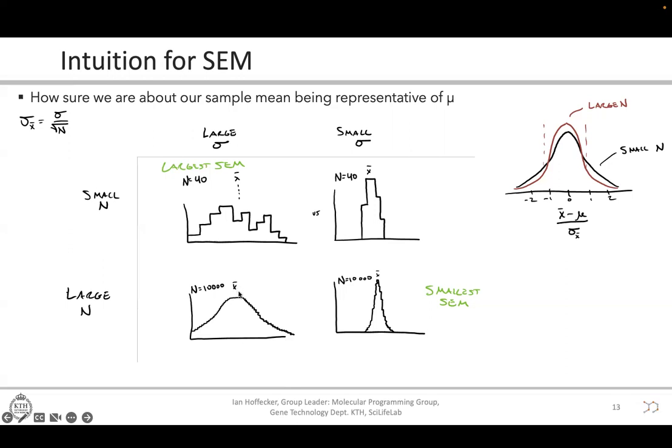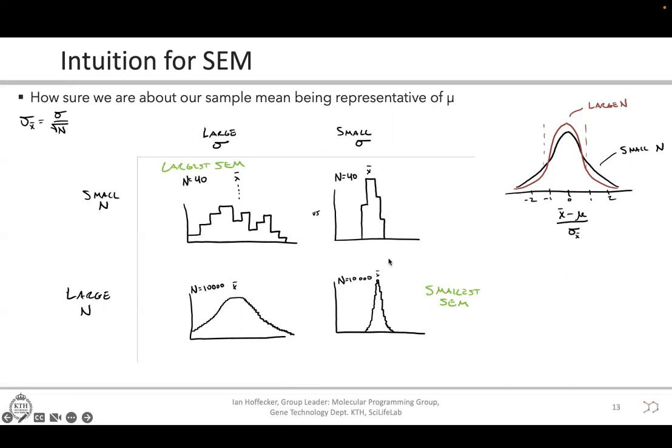And then on the flip side, consider a more tightly distributed original distribution. So X has a small standard deviation. And in this case, if we take 40 measurements, we're definitely more confident that X bar lies within this range here than we were in the case when it was a really spread distribution.